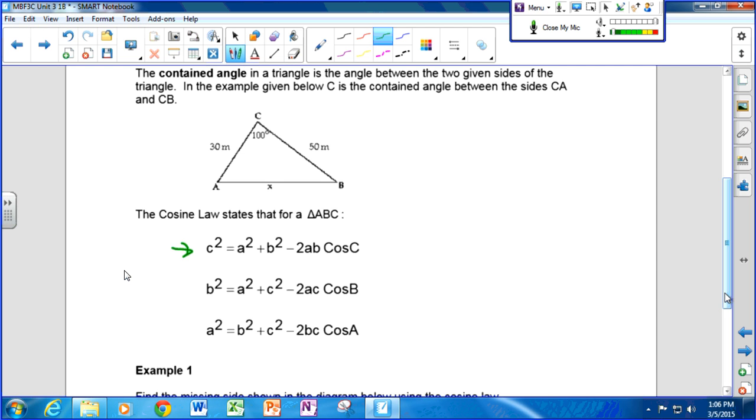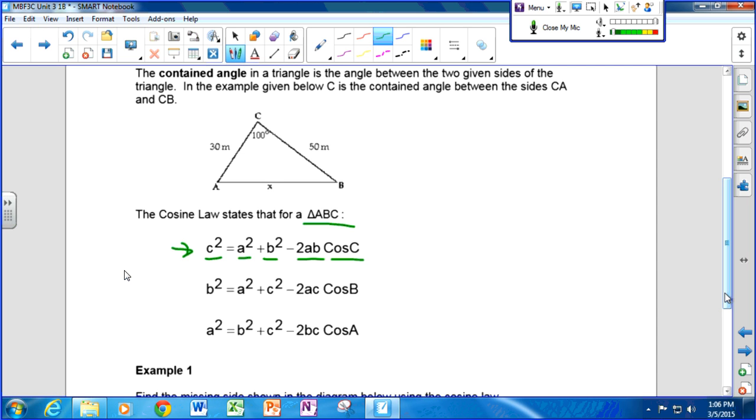So the pattern is, for a triangle ABC, big A, big B, big C are the angles, and the little letters are the sides. The square of the length of one of the sides is equal to the sum of the squares of the other two sides, minus 2 times the lengths of the other two sides times the cosine of the angle opposite the side you're trying to find. That's what it's saying. If you learn that pattern, you can't go wrong.